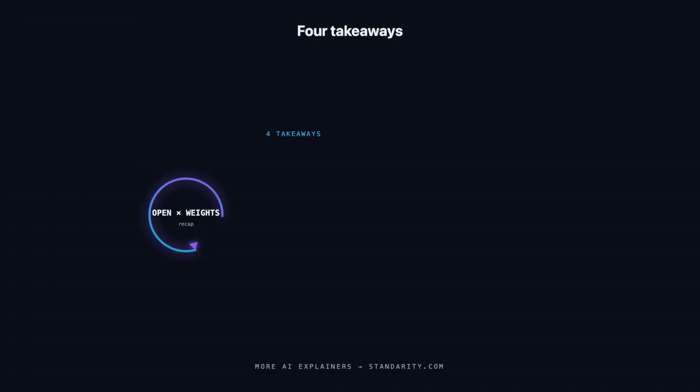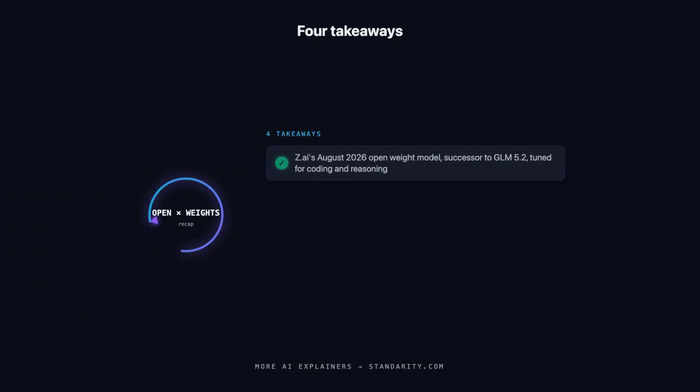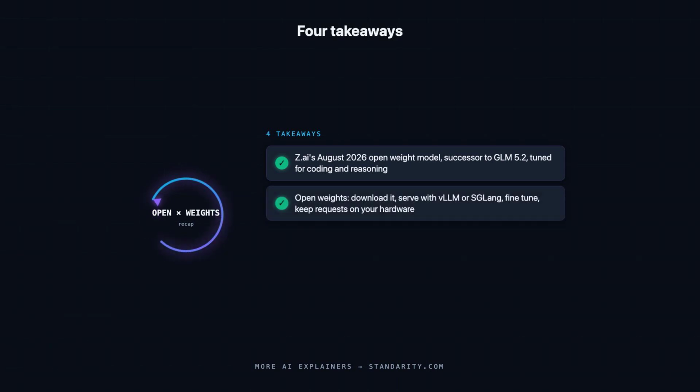All right, let's lock in the essentials. Think of GLM 5.3 as Z.AI's August 2026 open weight model, the successor to GLM 5.2, built to push coding and reasoning while staying free to download and self-host. Open weights are the whole point. You can pull the model from a hub like Hugging Face, serve it with vLLM or SGLang, fine-tune it, and keep every request on hardware you control.